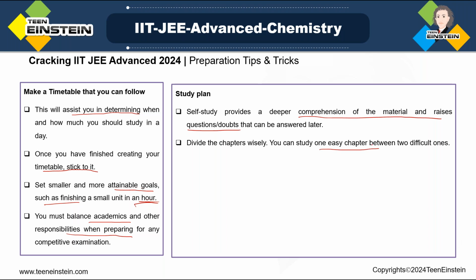Divide the chapters wisely. For example, you can choose one easy chapter between two difficult ones. Suppose there is thermodynamics, which is a very vast and difficult chapter, and there is basic principles of organic chemistry, which is also very difficult. In between those two, you can choose something easier. For example, you can choose P block, which is also vast, but still easier compared to these two. These are just some suggestions. It is not that you have to blindly follow them. If you are just starting the preparation, it will help you if you follow this.